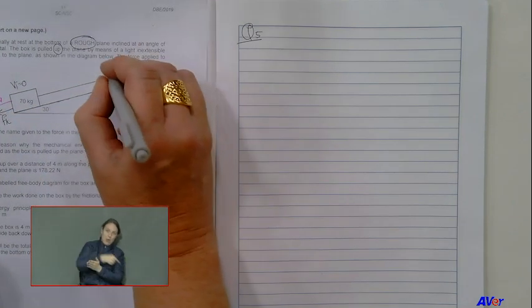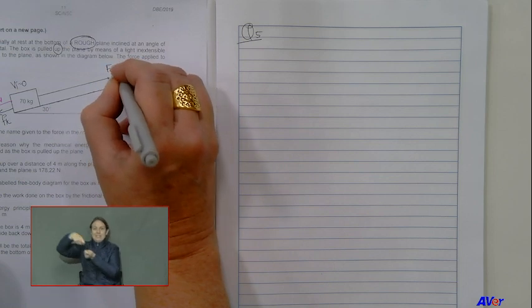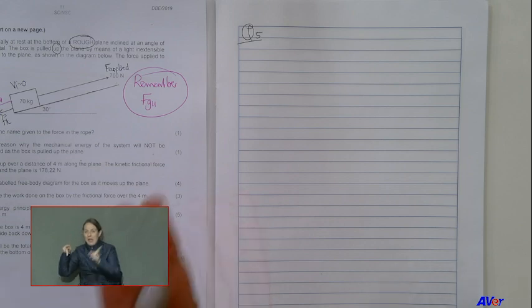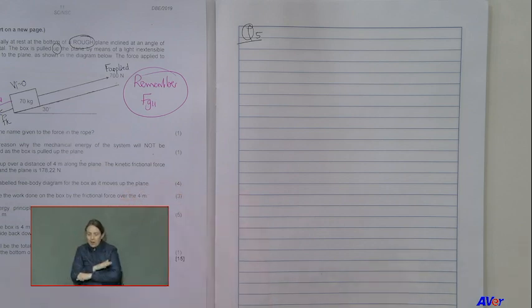And it's pulled, so this is my applied force. And please don't write F-app. You must write out the word applied. The box is pulled up the plane by means of a light, inextensible rope held parallel to the plane as shown in the diagram below. The force applied to the rope is 700 newtons.